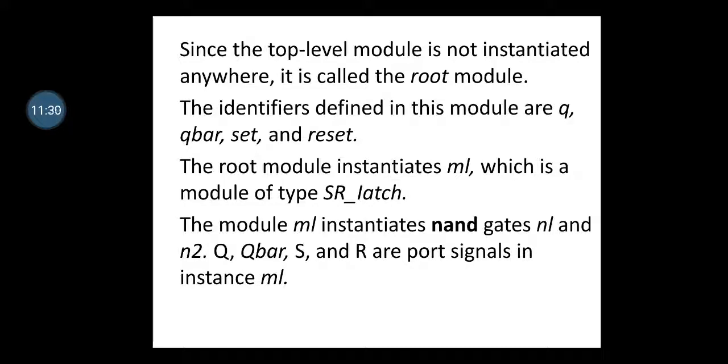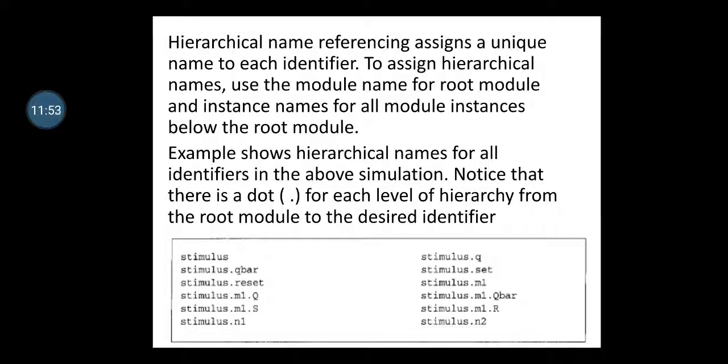Just now what we were discussing, everything has been consolidated in the form of declarations. Now in this slide, the module M1 instantiates NAND gates N1 and N2, and along with that it also instantiates the signals capital Q bar, SR, which are the port signals in the instance M1. So, the overall description of the hierarchical name. Let us go to a deeper level to understand this.